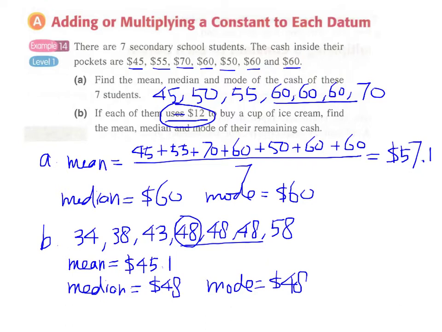And therefore our conclusion can be like this. Actually, we don't need to know the exact amounts of money inside the pockets of each student in order to know the change of the mean, median, and the mode. All we have to know is the amount by which the pocket money is decreased or increased, which is this $12. All we have to know is just this $12.